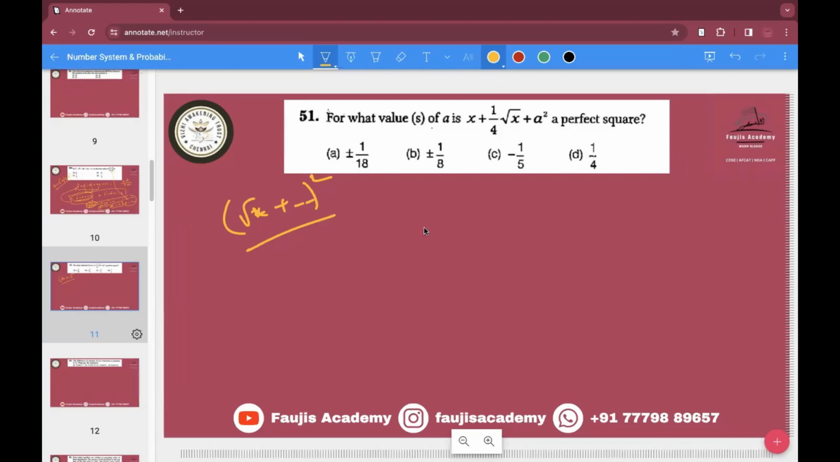Tell me the answer, guys. Okay, let me do it with you. This term is nothing but root x whole square, a square plus 2 into a, but we need 1 by 4 over here. That means b is what? 1 by 8, plus b square.